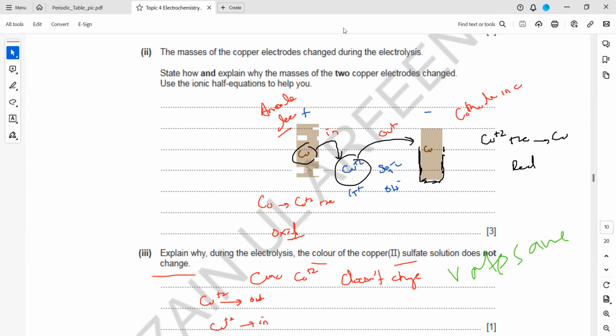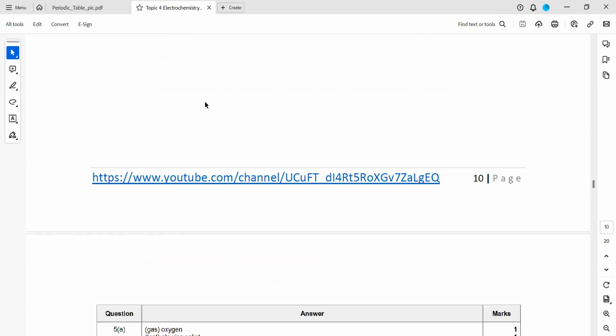So this is important electrolysis. You have to learn this.